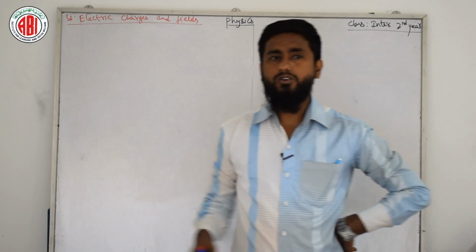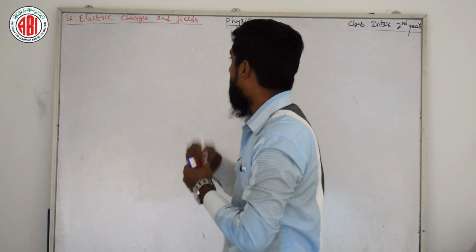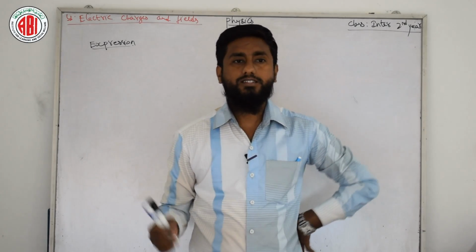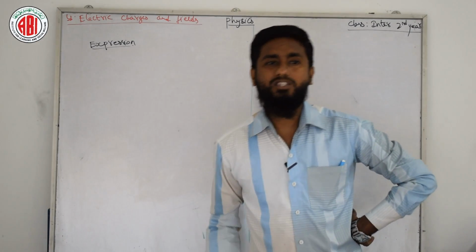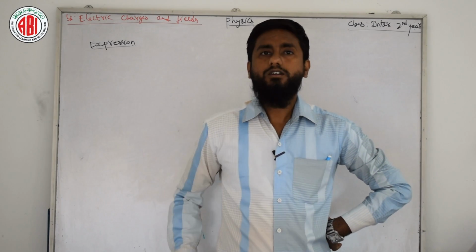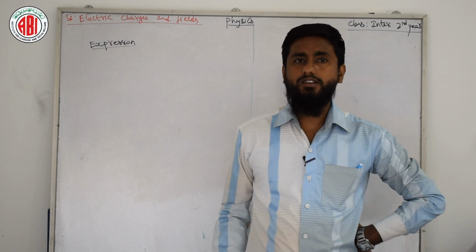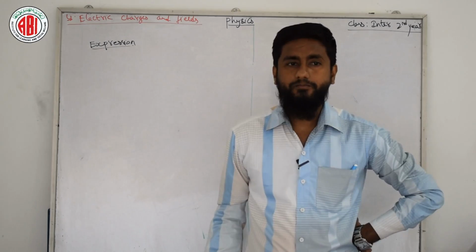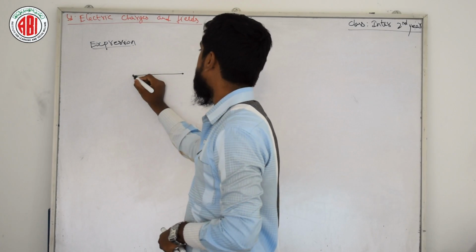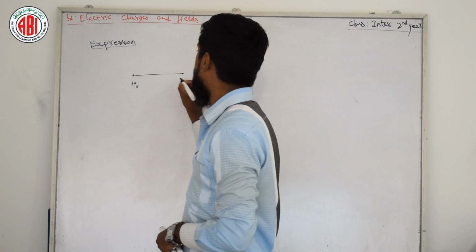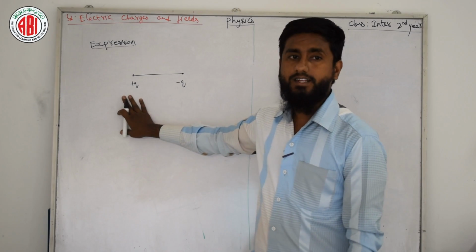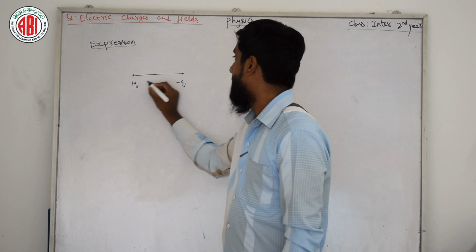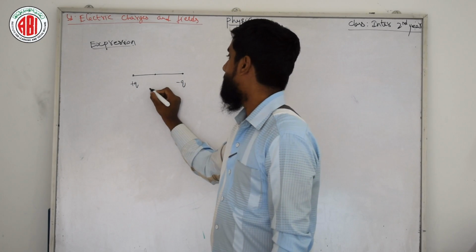Now we are doing one more topic, the expression for the intensity of electric field at a point on the axial plane of a dipole. This question and answer I will place once I explain this. This is a dipole. Consider an electric dipole with two charges, plus q and minus q, separated by a distance 2a.